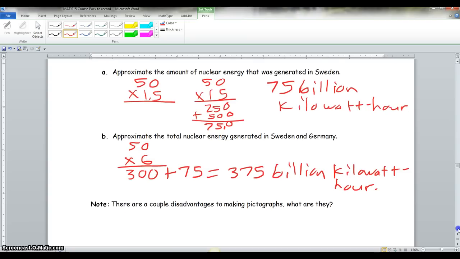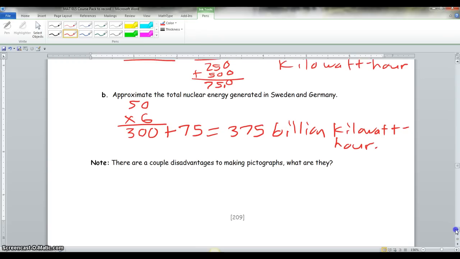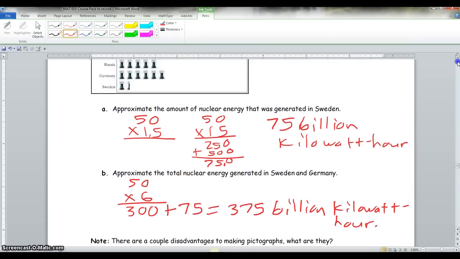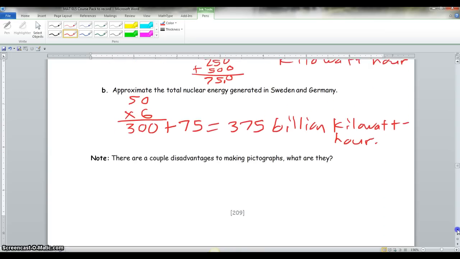Okay, now we scroll down here. Note there are a couple disadvantages to making picture graphs. What are they? Basically, sometimes when you make a picture graph, just like here, we had to assume that this was half. This doesn't look necessarily exactly half. So some people could say it's a quarter. Some people could say it's 30% or something like that. So basically you won't get an accurate representation of what you're trying to show. So that is the drawback of the picture graphs.